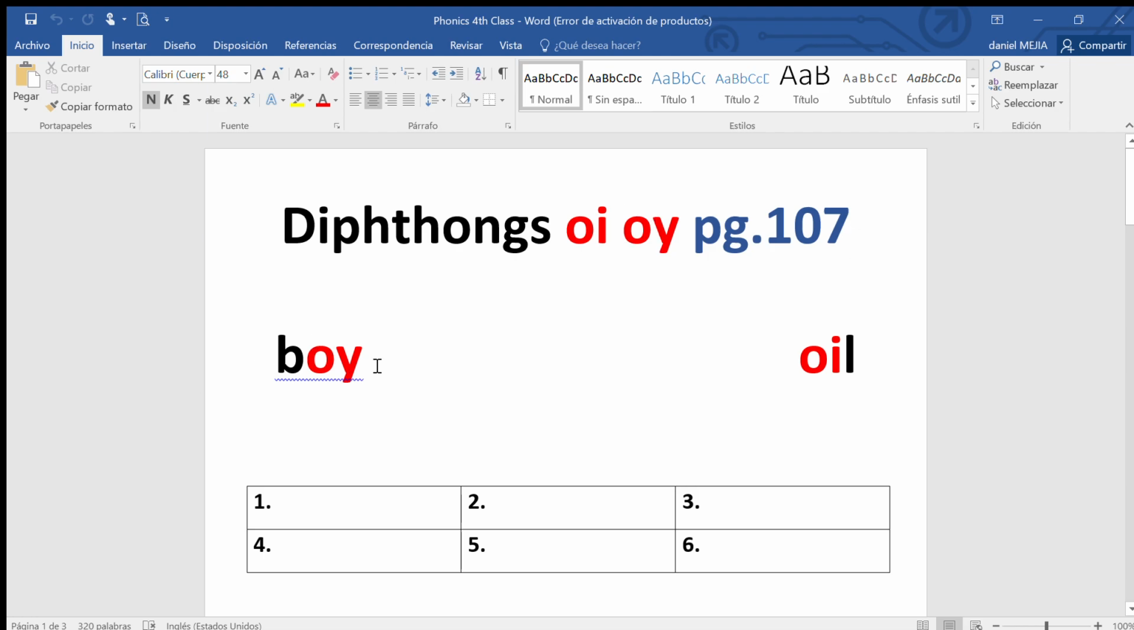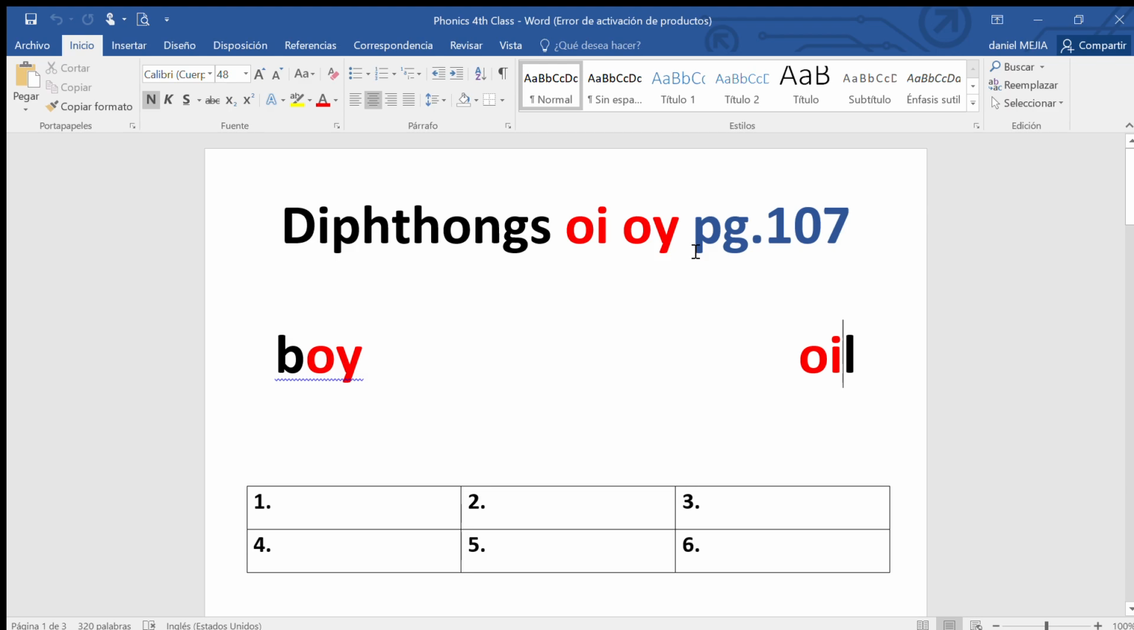Remember, a diphthong is made up of two vowel sounds. The two vowels, O and I or O and Y, blend together as one sound, okay? So these two vowels are going to make just one sound. So we have the example boy and oil.